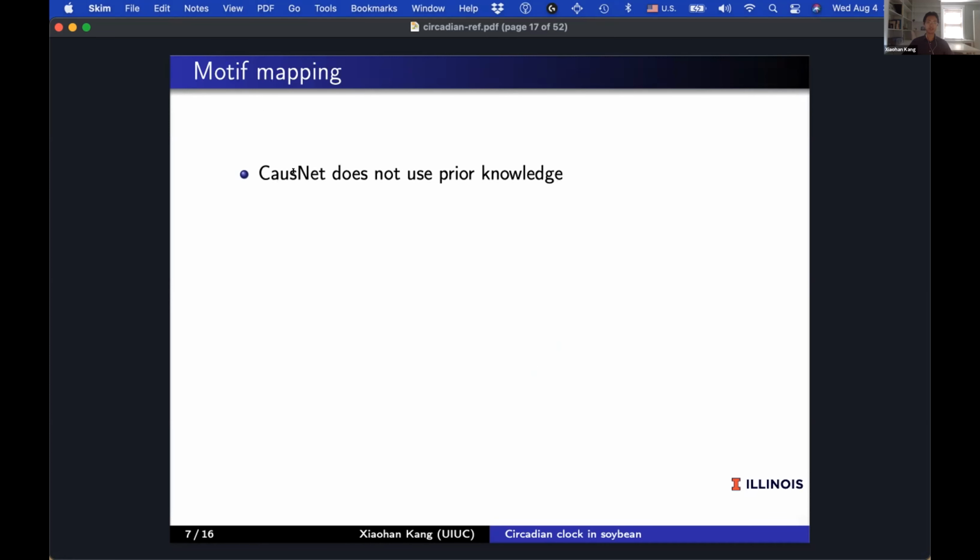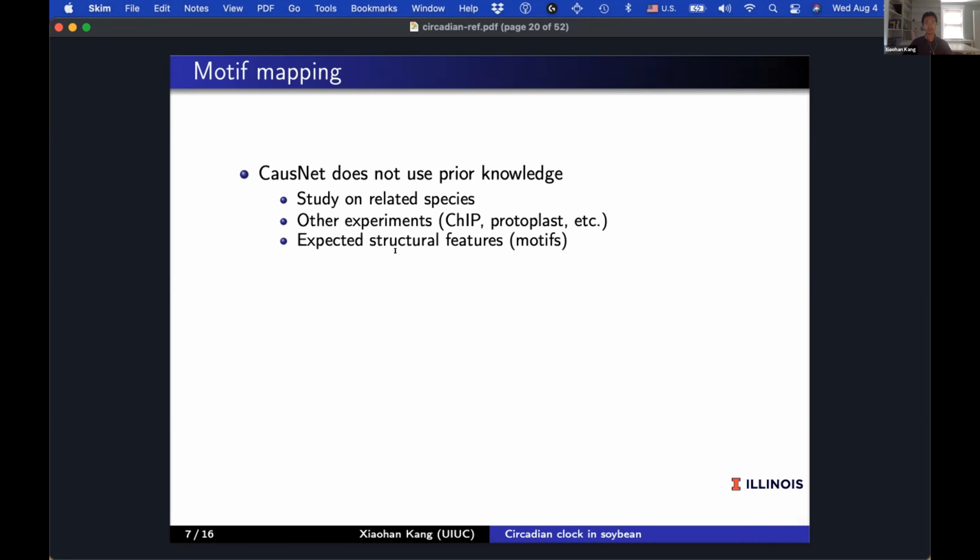But now the problem with the COSNET framework is that it's only using time series RNA-seq data. It doesn't take into account the prior knowledge from, for example, other species like Arabidopsis, and doesn't take into account other types of experiments. And also it ignores what you are expecting for the network.